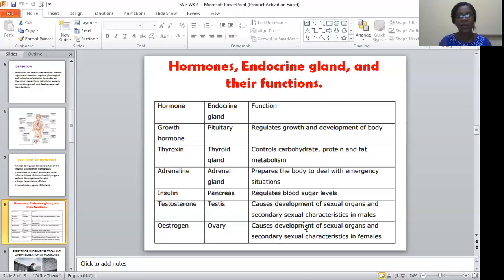And the last one we are going to be talking about is estrogen, which is found in the female ovary. This also helps in the development of the sexual organs and the secondary sexual characteristics in females.